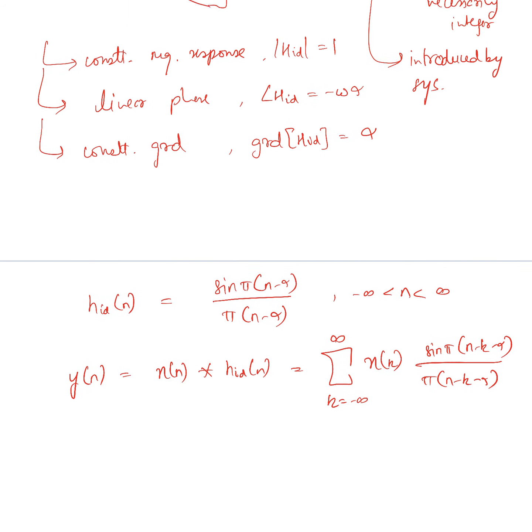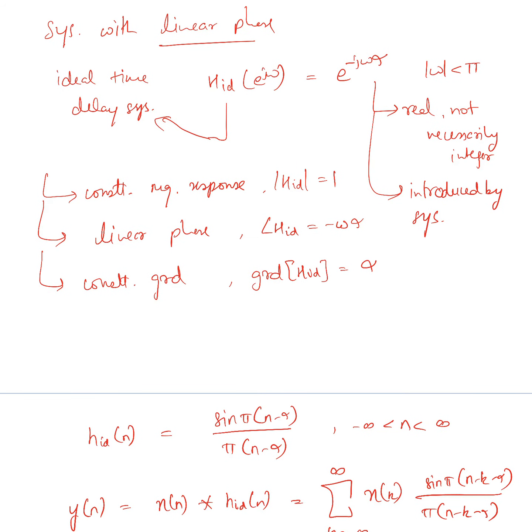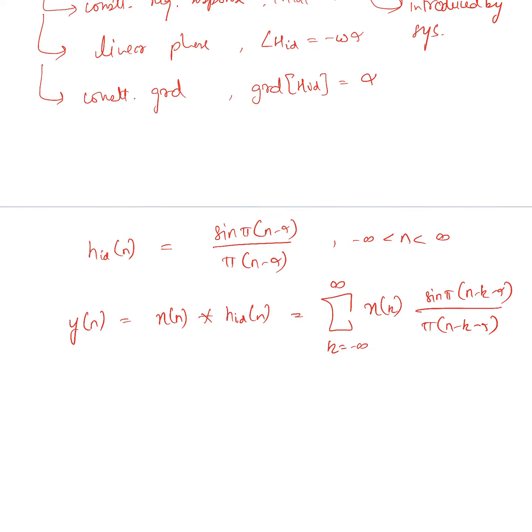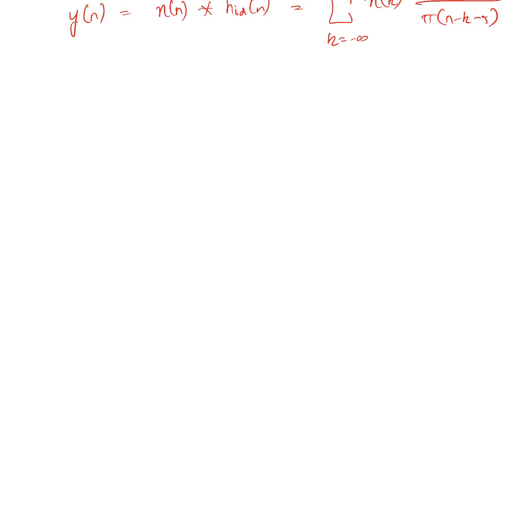Okay, so we had mentioned here that α is not necessarily an integer, right? If you recall, in one of the previous lectures we had seen that if α is equal to some n_d, and this n_d is an integer, in that case h_id[n] can be represented by a shifted impulse function as δ[n minus n_d]. Okay, and for some arbitrary input x[n], your y[n] would be given as x[n minus n_d].